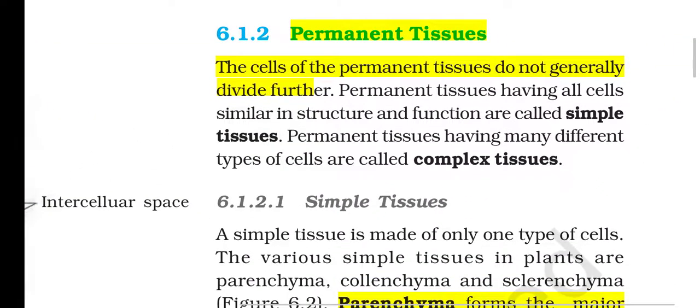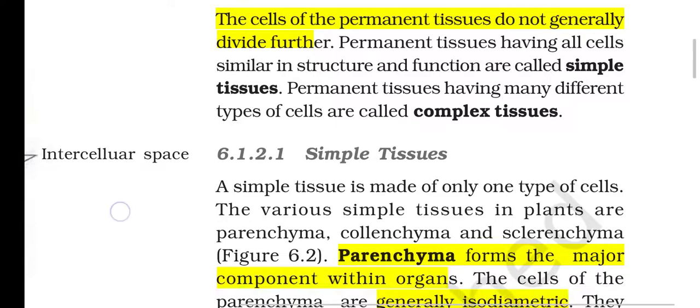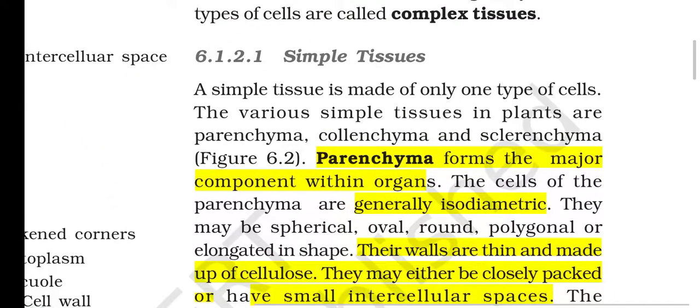6.1.2 Permanent tissues. The cells of permanent tissues do not generally divide further. Permanent tissues having all cells similar in structure and function are called simple tissues. Permanent tissues having many different types of cells are called complex tissues. 6.1.2.1 Simple tissues. A simple tissue is made of only one type of cells. The various simple tissues in plants are parenchyma, collenchyma, and sclerenchyma.